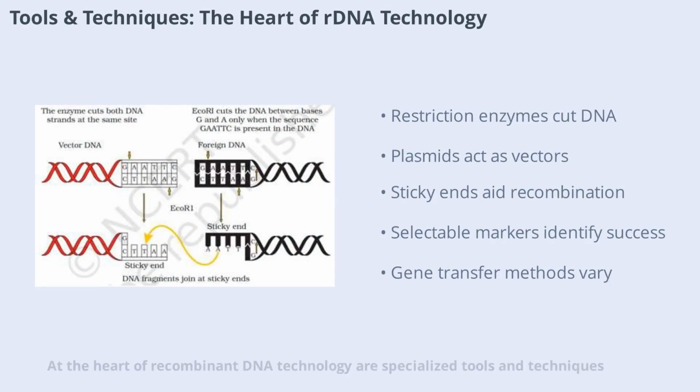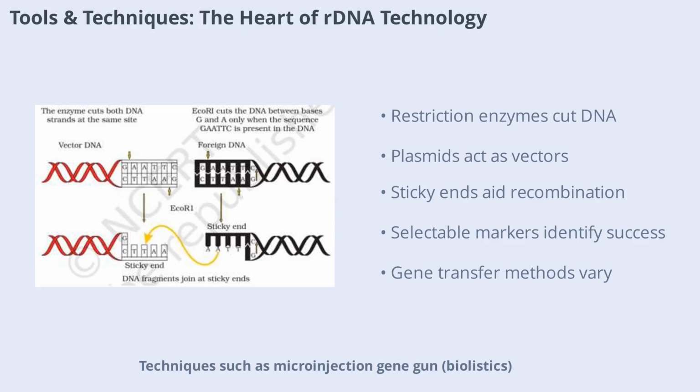At the heart of recombinant DNA technology are specialized tools and techniques. Restriction enzymes, often called molecular scissors, recognize specific palindromic sequences in DNA and cut them at precise locations. For example, EcoRI recognizes the sequence GAATTC and cuts between G and A, producing sticky ends that are crucial for joining DNA fragments. Plasmids, which are circular DNA molecules found in bacteria, serve as cloning vectors to carry foreign genes into host cells. Selectable markers like antibiotic resistance genes or beta-galactosidase help identify successful recombinants.